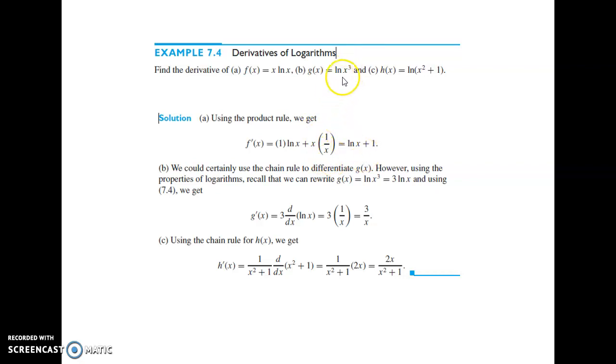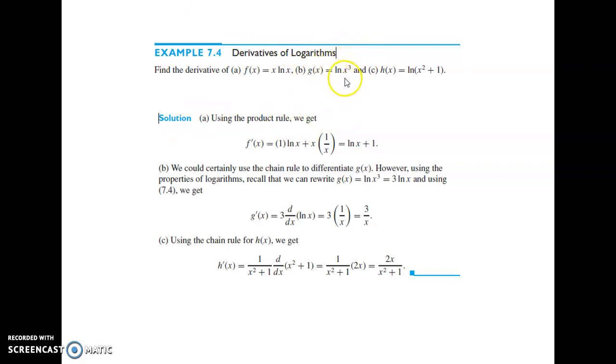For this, no product rule, because I will use only the chain rule here. So the outer function is ln, and then we find the derivative of this x cubed. What is the derivative of ln? 1 by x cubed. Derivative of x cubed, 3x squared. So if you simplify this, you will get 3 by x.